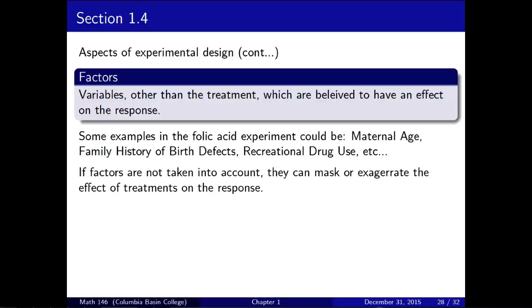And if you don't take these into account, they could potentially mask or exaggerate the effect of treatments. What if you end up with all of your women with a family history of birth defects in your treatment group? Anybody who has a family history of birth defects is getting the folic acid, but the folic acid might be canceled out by their family history. Okay, so we have to be really careful about identifying these factors in advance. And if you do it in advance, you can take that into account in your experiment. I'm going to explain that to you in a second.